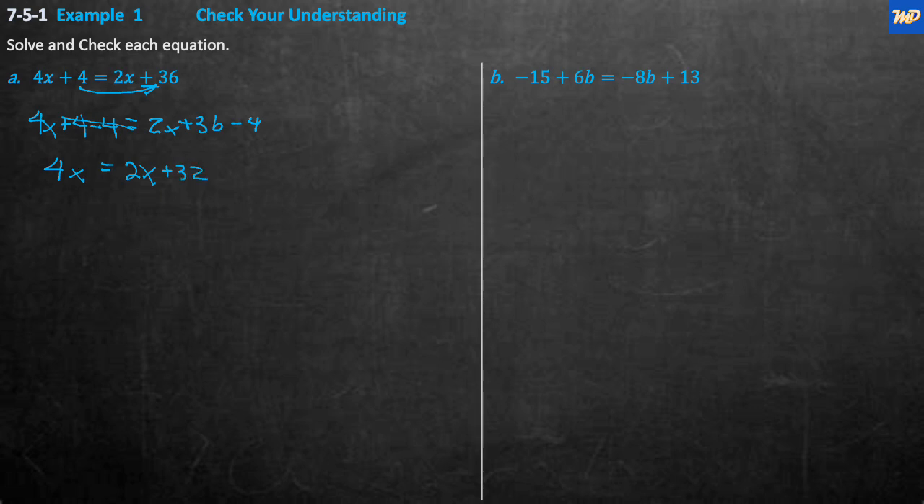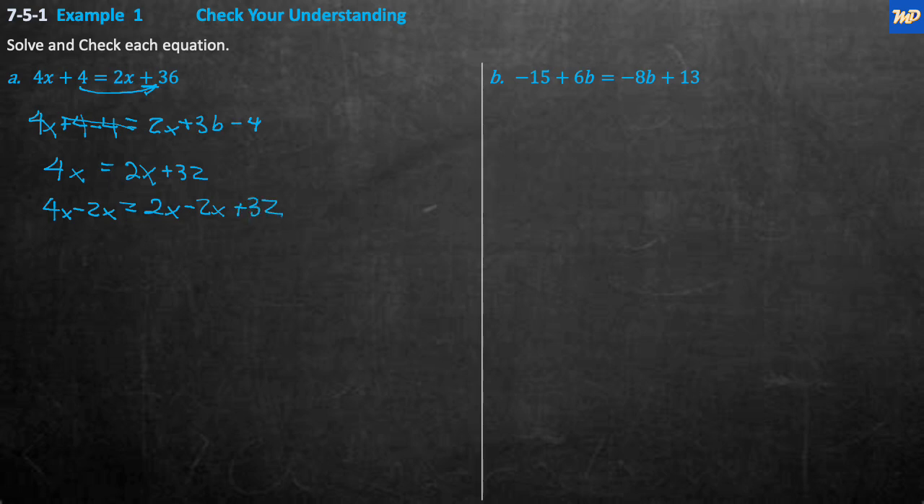So now we have to get rid of the x from the right-hand side with the constant to get it over to the other side with the variable terms. In order to do that, we're going to subtract the variable term, 2x, from both sides. So we're going to have 4x minus 2x is equal to 2x minus 2x plus 32.